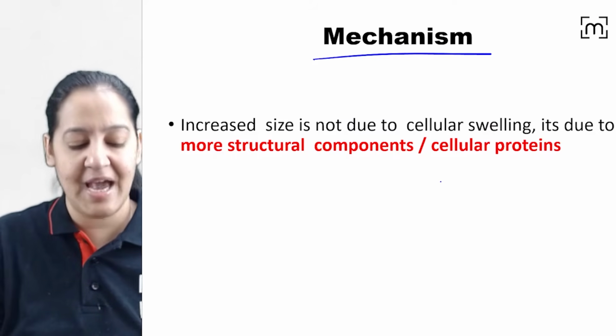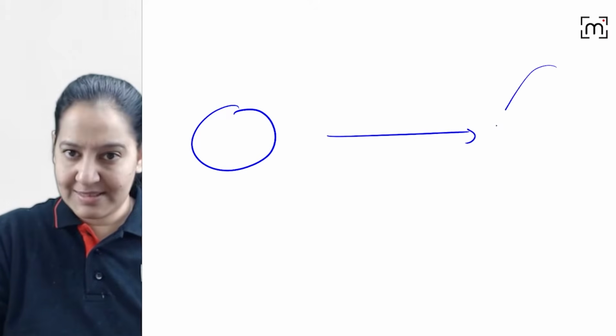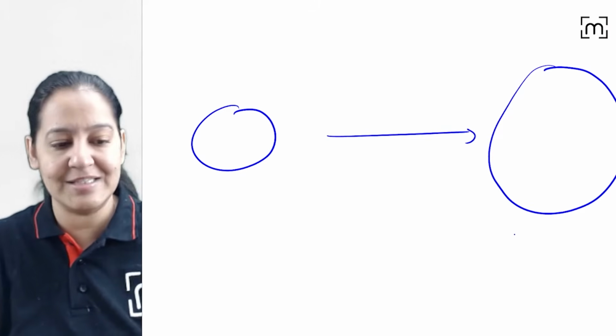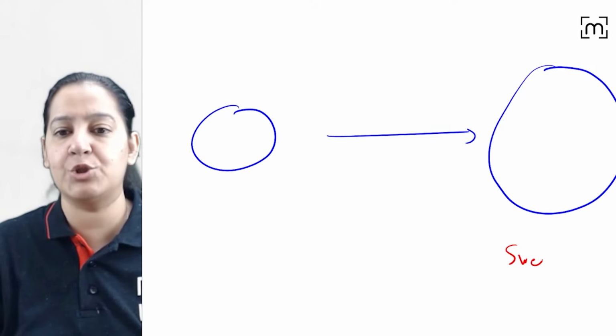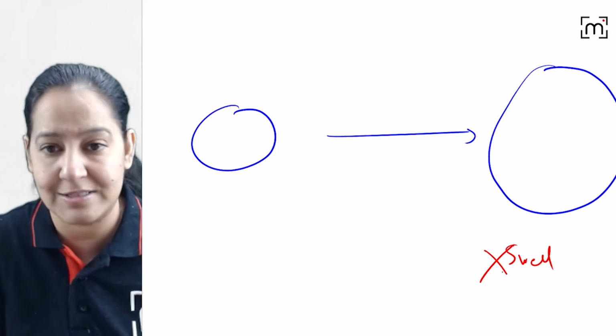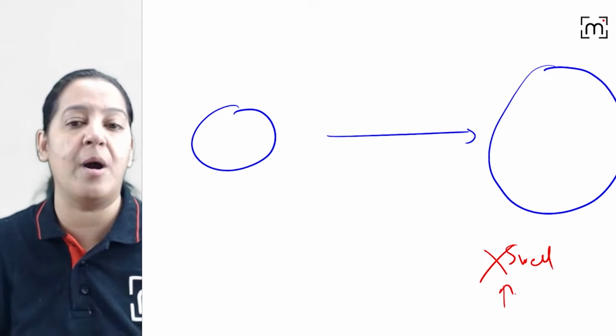Mechanism. What is the mechanism? As I have told you, the cell is increasing in size. This is a cell. On stress, the cell is increasing in size. It is not the swelling. Some students think that it is due to the cell swelling. The cell swells up. No, no, no. It is not the swelling. Actually, it is increase in the structural component of the cell.